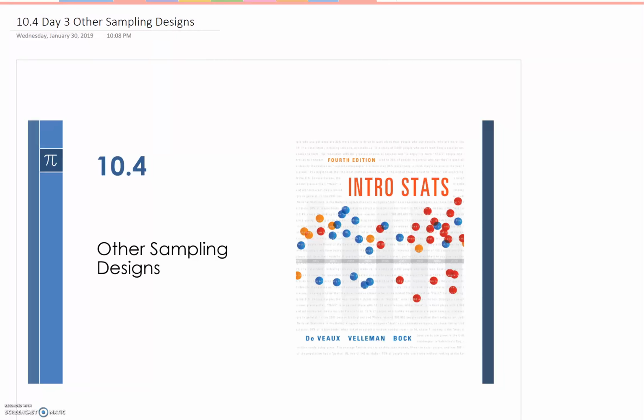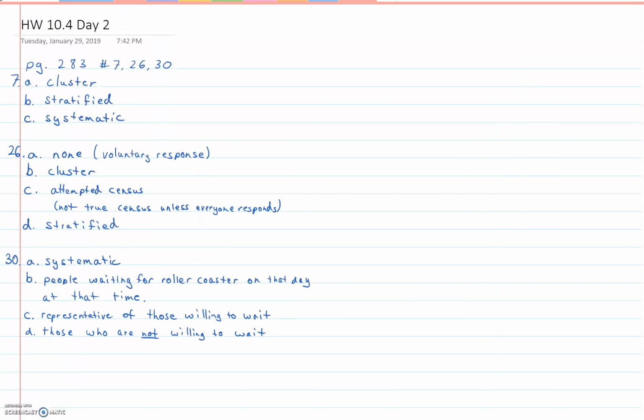Continuing with day 3 of our statistics lesson on section 10.4, other sampling designs. As I said at the end of the last video, I am going to show the answers now for 10.4 day 2, your book assignment, just so you can double check your work. Here are the answers. You're welcome to pause the video right now and take a look at it. Your answers should be, for some of them, a little more detailed and with an explanation, but at least you can double check that you understand what you were doing for those.